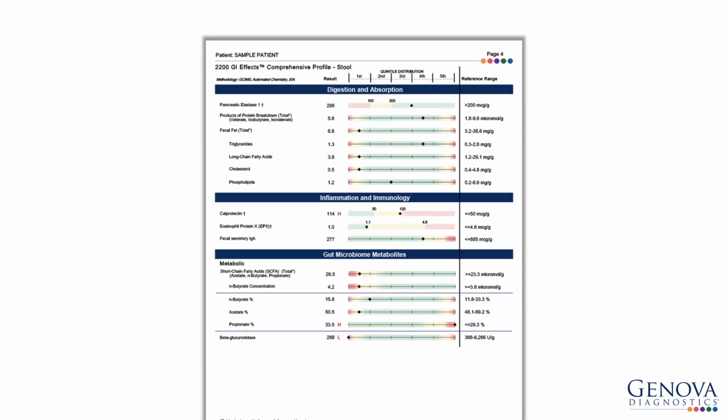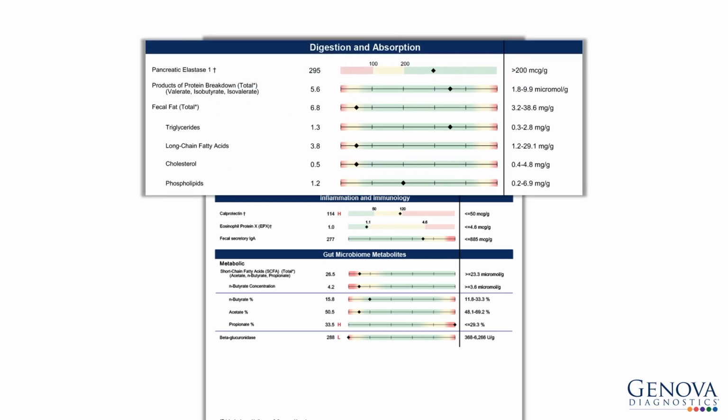At the top of page 4, we have the digestion and absorption markers. Pancreatic elastase 1 is a proteolytic enzyme that serves as a marker of overall pancreatic exocrine function. The patient's finding is 295, which is in the green, so no impaired pancreatic function. Most people have a finding of greater than 500. Less than 200 is considered pancreatic insufficiency.